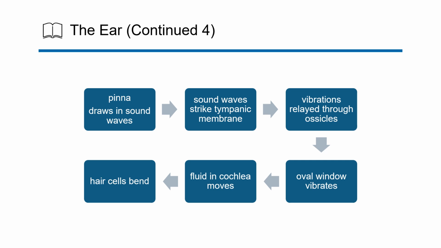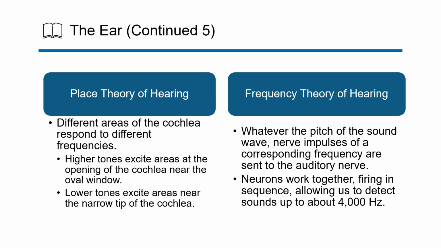Vibrations relay through the ossicles. It goes to what's called the oval window, which vibrates. Then it causes the fluid inside the cochlea to move in and out, which causes those hair cells to bend. And the bending of those hair cells creates signals corresponding to the sound waves in intensity that your brain gets and interprets. So what do we really hear? What do we really see, right? The brain's doing everything for us.